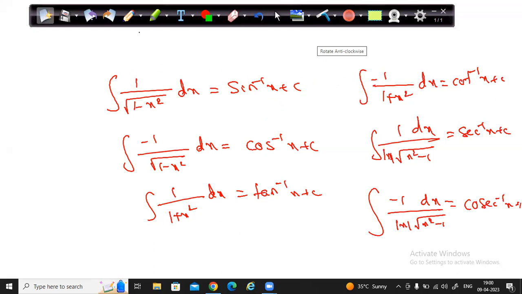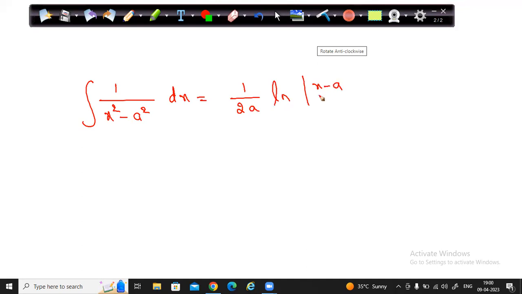Now, the extension of these formulas, which I expect you to know, is the integral of 1 upon x square minus a square dx. It is 1 upon 2a ln mod x minus a by x plus a plus c. We also have the integral of 1 upon a square minus x square. They all should be there in your brain, not on the paper. So it is 1 upon 2a. You can do partial fractions, 1 upon x minus a and x plus a.